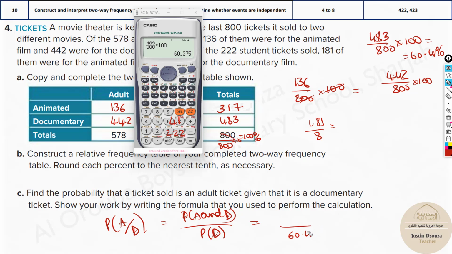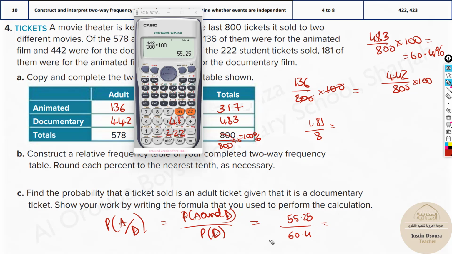60.4. That percentage is fine. You just write it as 60.4. What about A and D? So now you need to just solve the next equation. Over here, just change it to 442, and here you go. The answer is 55.25%.